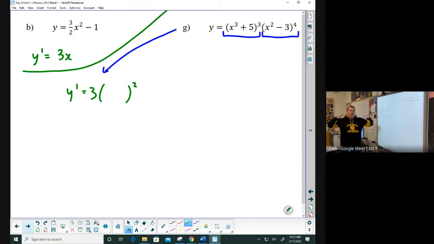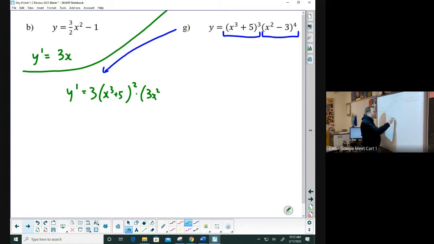Okay, I'm Russian dolling this idea within a Russian doll. I got something cubed, so it's 3 to the blah squared. So the inside stays the same till I've done that, then I open it up and I look at the inside and I differentiate the inside. The inside is 3x squared. All of that is simply the derivative of the first.